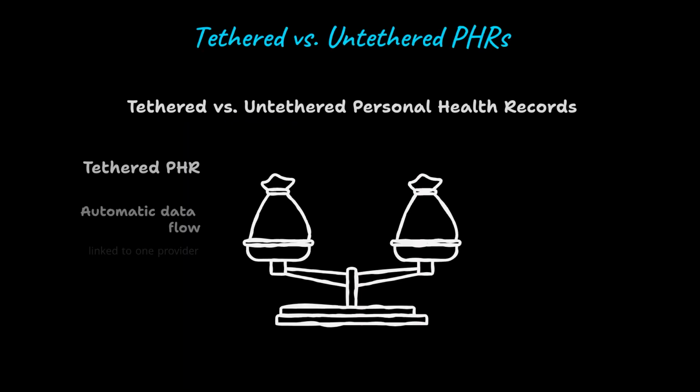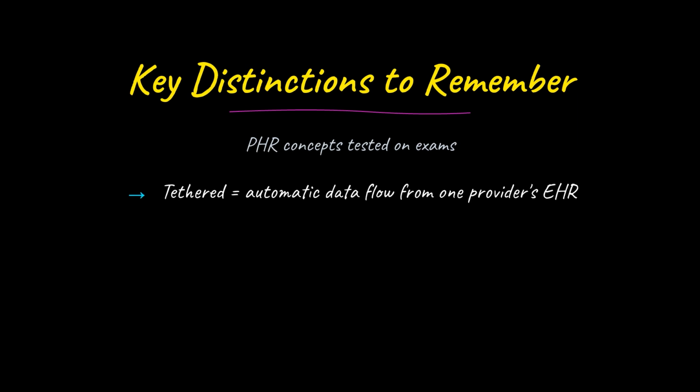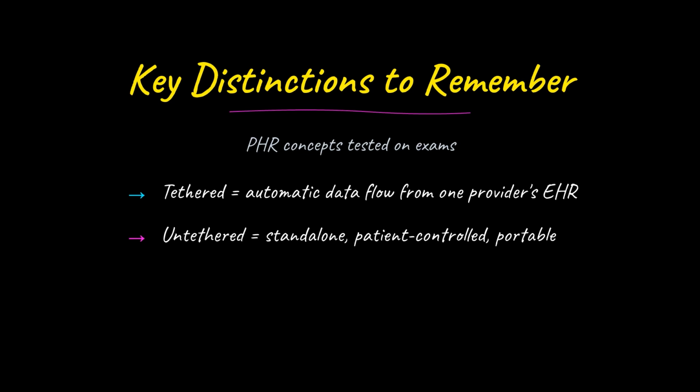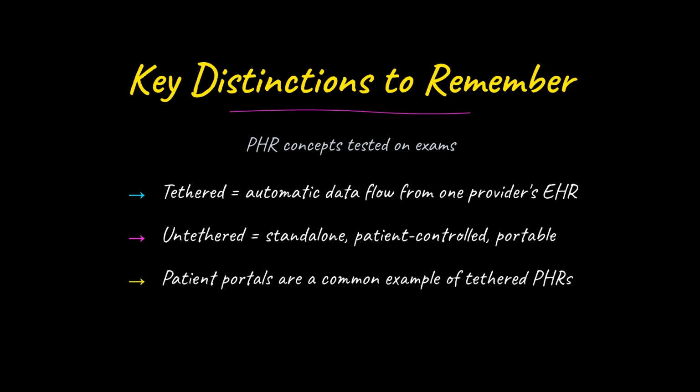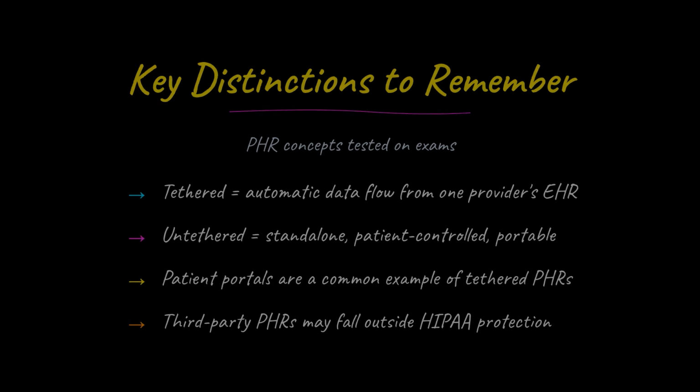Tethered personal health records are linked to a specific provider's system. Lab results, medications, and visit summaries flow in automatically. Untethered records are standalone tools the patient populates manually or by importing from various sources, giving portability across any number of providers. The exam often tests whether you can distinguish tethered from untethered and whether you know that HIPAA protects a tethered PHR maintained by a covered entity but may not cover a third-party or consumer-maintained record.